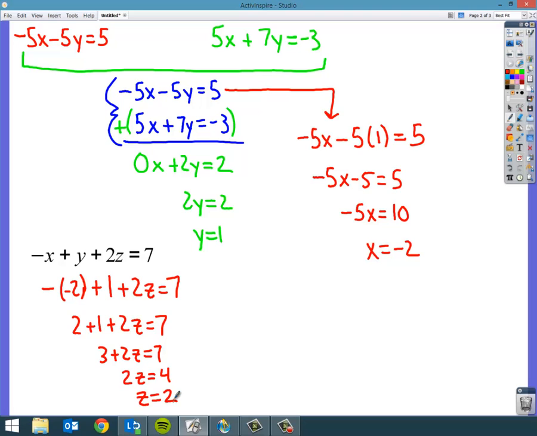The last thing that you need to do is make sure that you go in and write your solution as an ordered triple. So our solution here is negative 2, 1, 2, written as an ordered triple. That, ladies and gentlemen, is awesome. That is why we love mathematics, because look at all that awesome work we did to solve this system of equations in 3 variables. You should be proud of yourself. Pat yourself on the back.